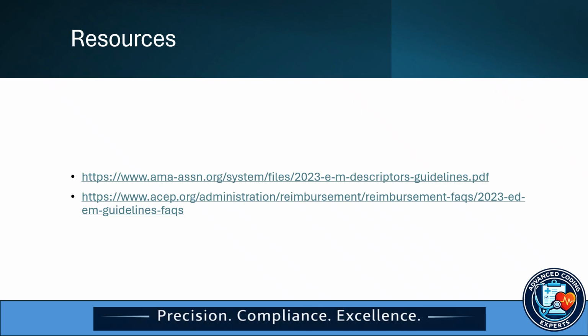Here are the resources that I mentioned. The first one is the AMA E&M guidelines. The second one is an excellent tool to use when you're doing E&M coding, and it's the ASAP FAQs.